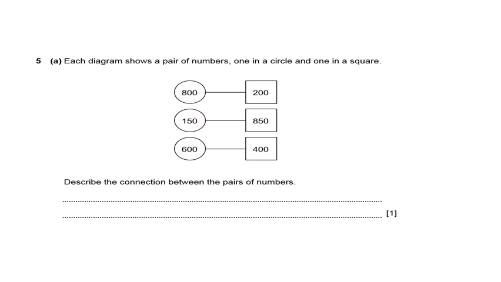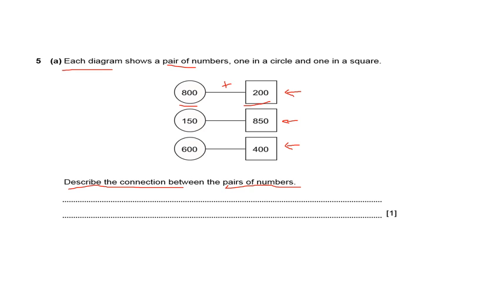Question number 5. Each diagram shows a pair of numbers, one in a circle and one in a square. Describe the connection between the pairs of numbers. So what connection is there between these two numbers, between these two numbers, and between these two numbers? Have you seen? Well, we could do an addition.